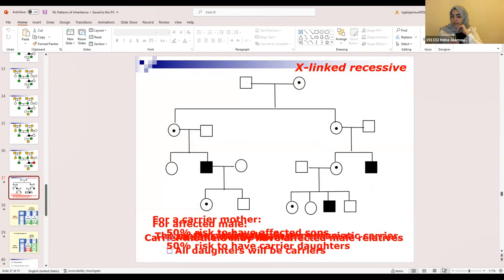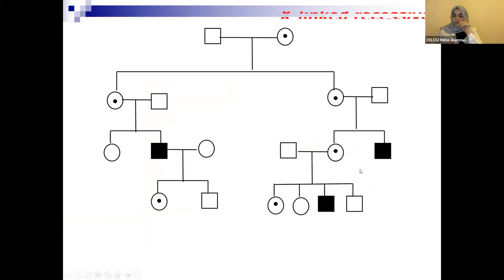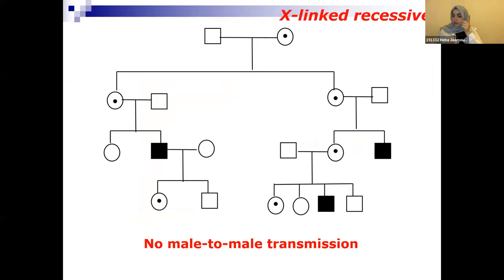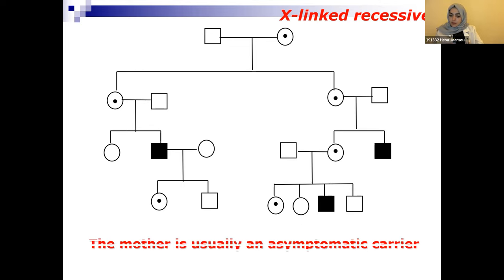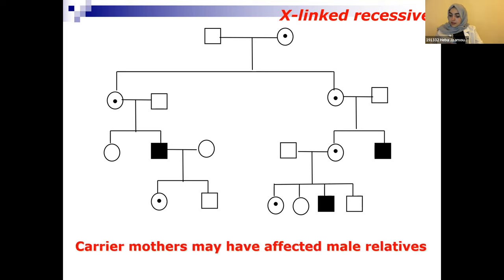Okay. Let's see X-linked. X-linked, first of all, no male-to-male transmission because it's X. Remember, females are XX, so it's related to females more, and there is no male-to-male transmission because the sons get the Y chromosome from their dads, okay? It affects mainly males. The mother is usually an asymptomatic carrier. The carrier mothers may have affected male relatives. This is just one more fact to keep in mind.